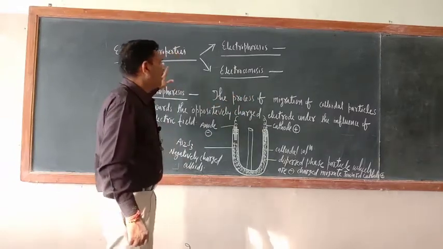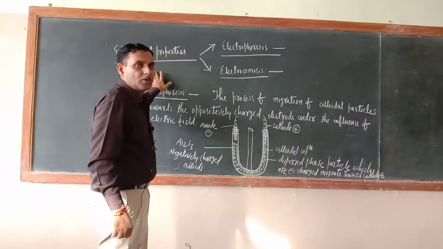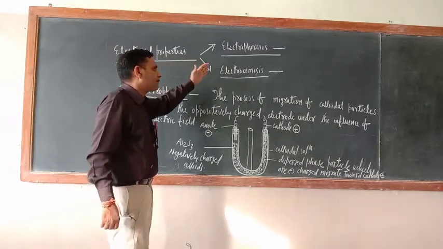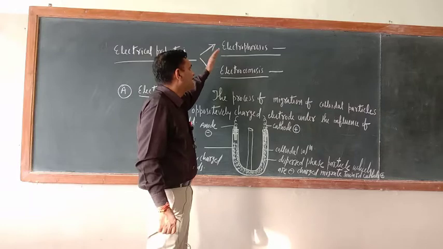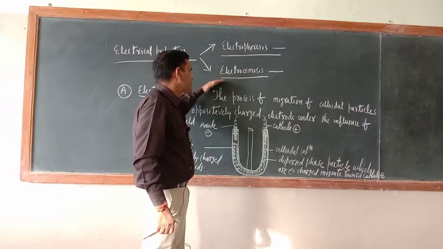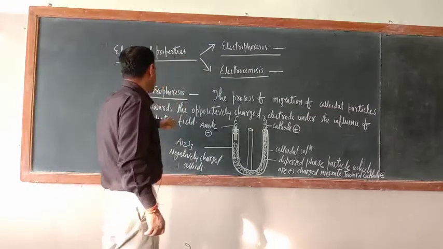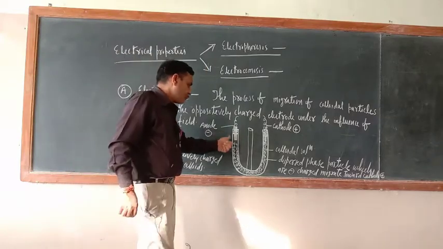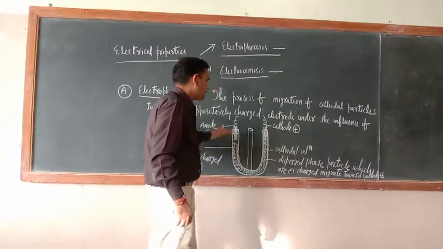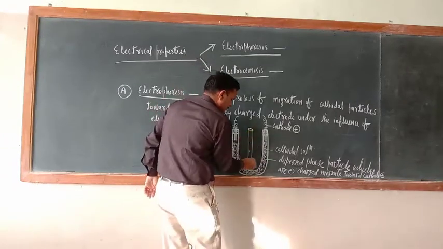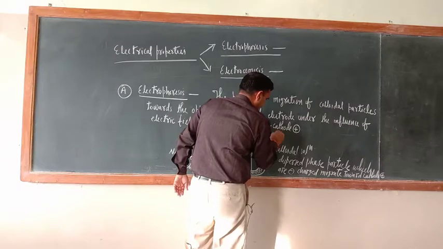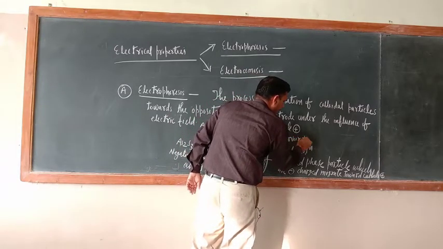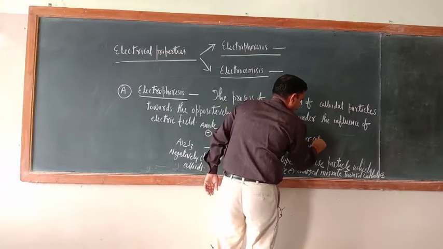Now if you understood the origin of charge on colloidal particle, these two properties of colloidal particle can be explained very easily, that is electrophoresis and electroosmosis. What is electrophoresis? Just see, make this diagram. This is a U-type tube, and this is a reservoir for colloidal solution.